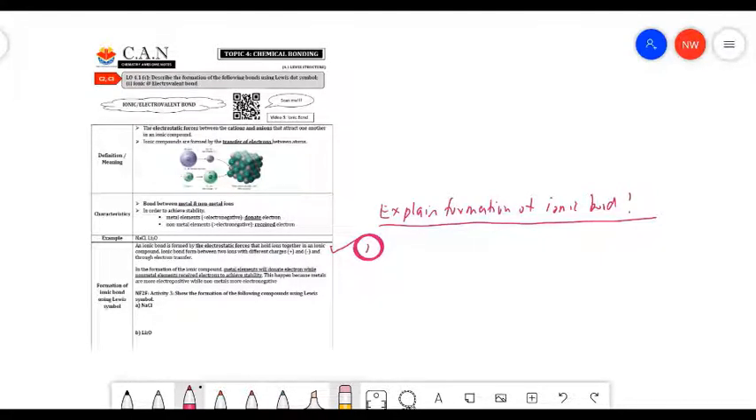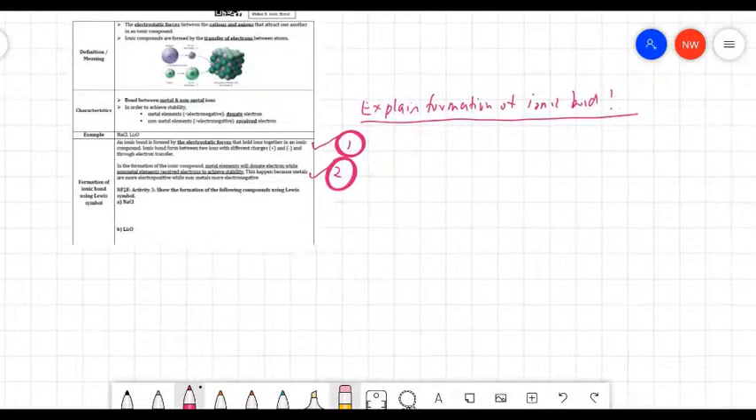And then macam mana this attraction terbentuk? In the formation of the ionic compound, metal elements donate electron while non-metal element receive electron to achieve stability. Ini point yang kedua. So, this happen because metal are more electropositive while non-metal are more electronegative. Jadi, bila soalan minta explain formation of ionic bond, so these 2 point kena ada. Alright, so the example yang diberi dekat sini adalah sodium chloride dan juga lithium oxide. Jadi, mari kita tunjuk formation of sodium chloride dahulu.